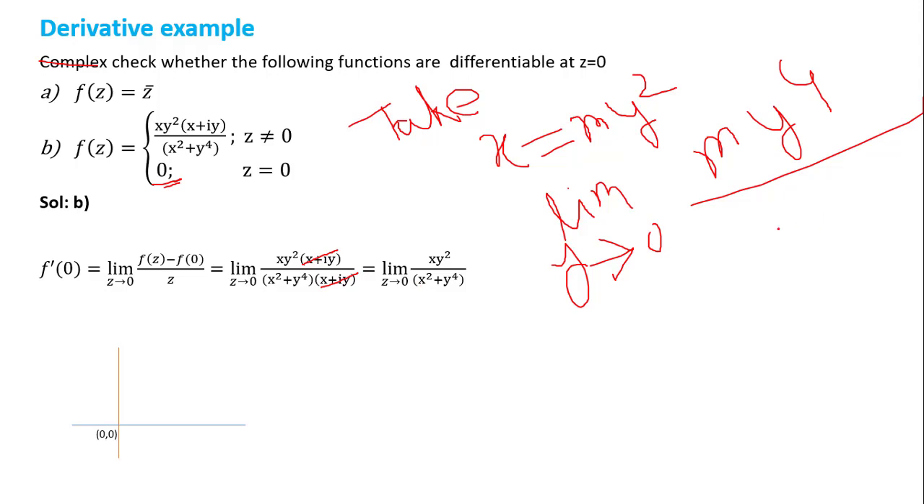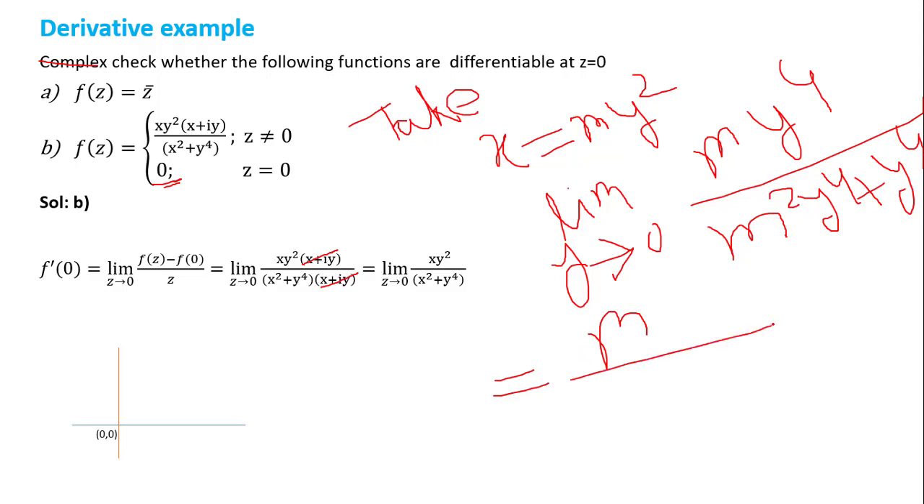divided by m square y power 4 plus y power 4. Take y power 4 common from here and it will cancel out. So the limit is coming m divided by m square plus 1.